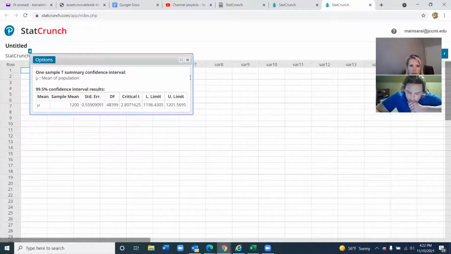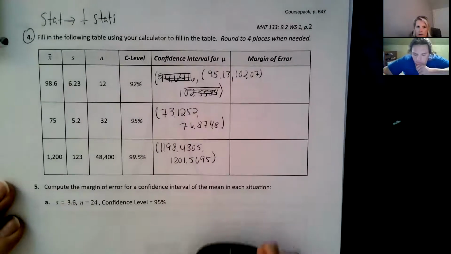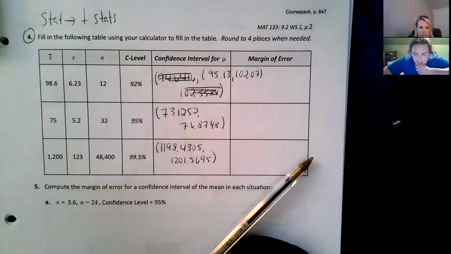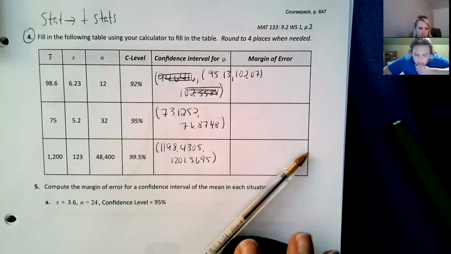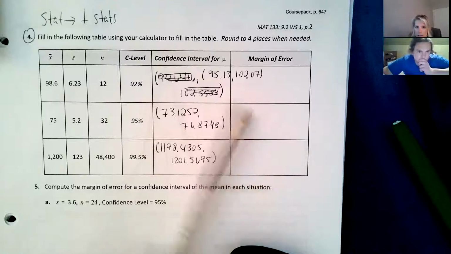I'm going to show my paper so you can see. Is everybody okay with that? So I corrected my boo-boo there. Does anybody need me to go over how to get the confidence interval again? Those are good. So let's go to the margin of error column.